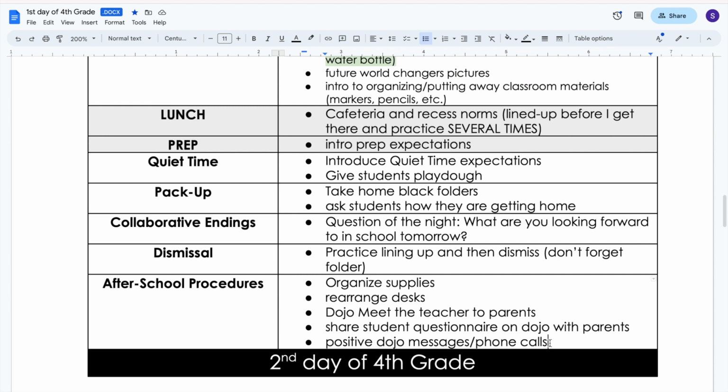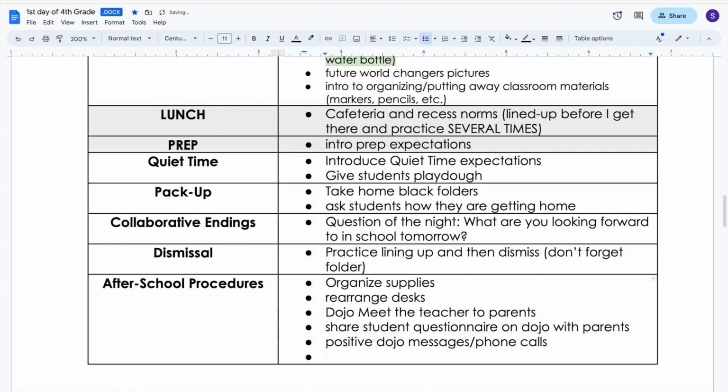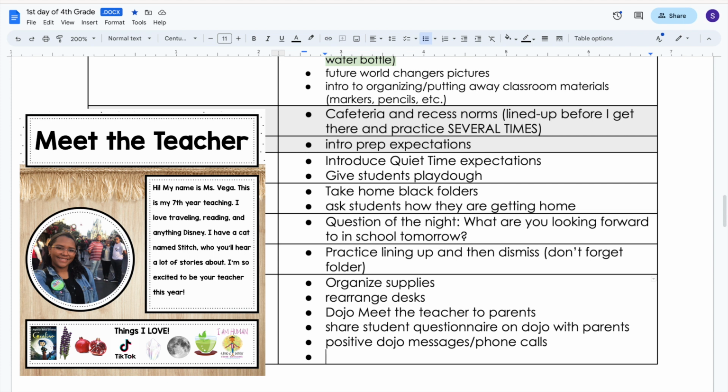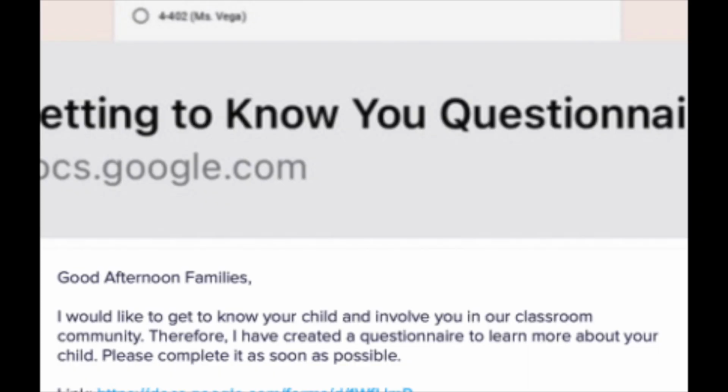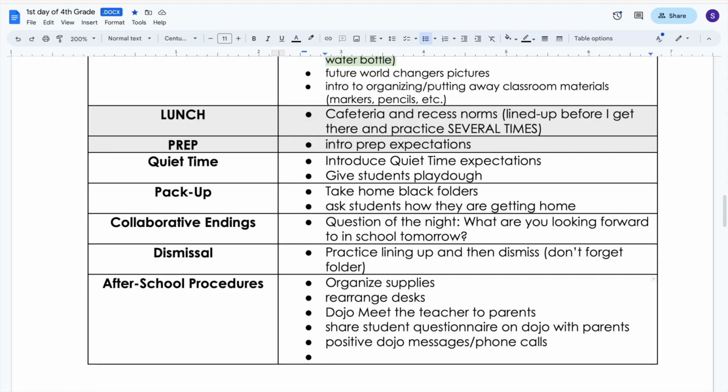After school, I like to organize supplies further, rearrange desks as needed, Dojo the meet the teachers to parents and introduce myself formally, and set up the classroom. I like to share a student questionnaire on Dojo with parents to learn more about their child. Like, is there something they want them to learn, or is there a struggle they've had in previous years? So I just get to know them, and parents love the questionnaire because they can see that the teacher cares about them as people and not just as students.